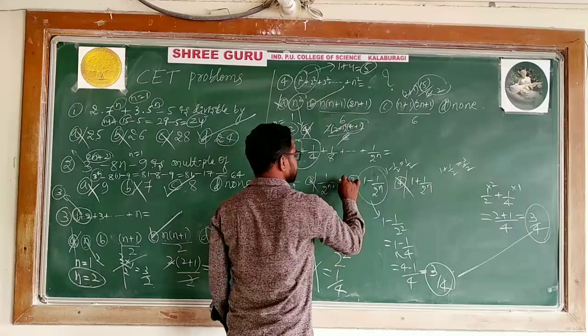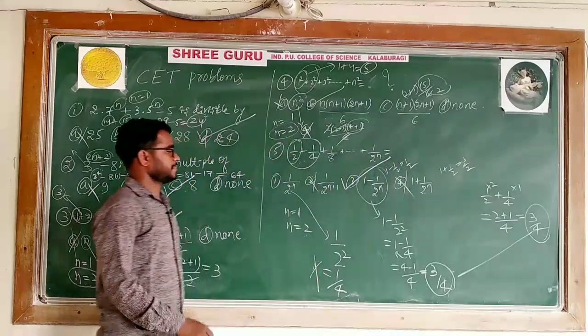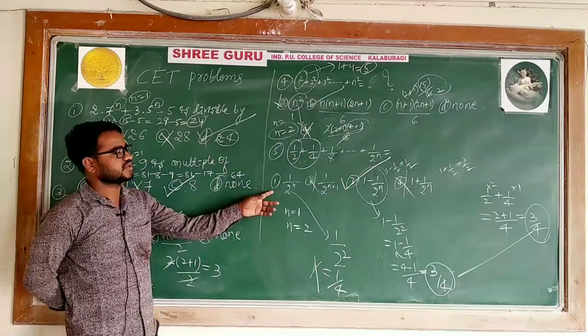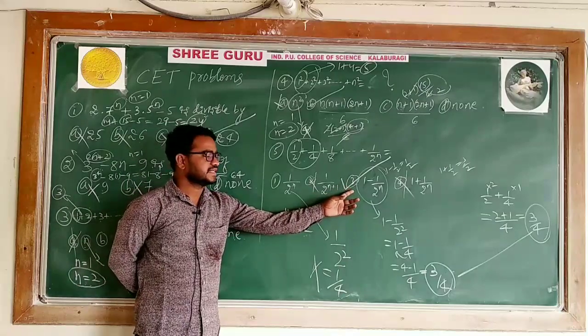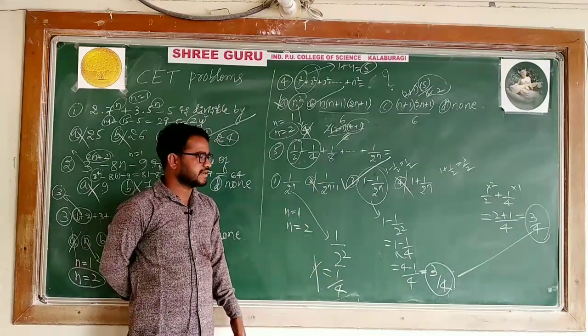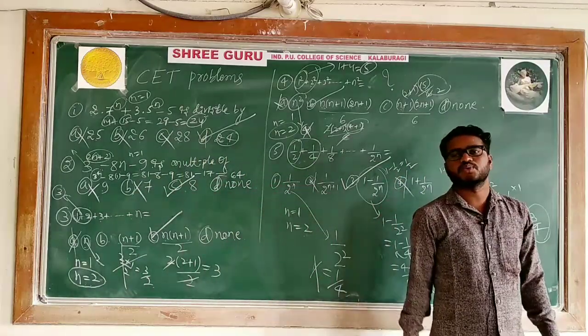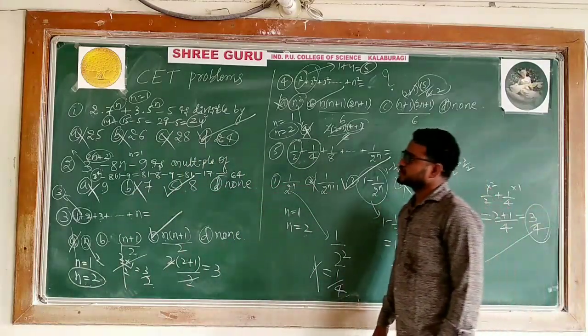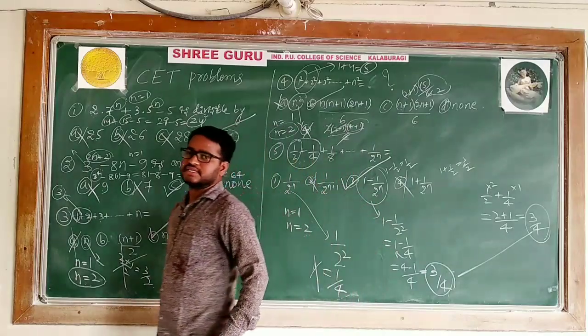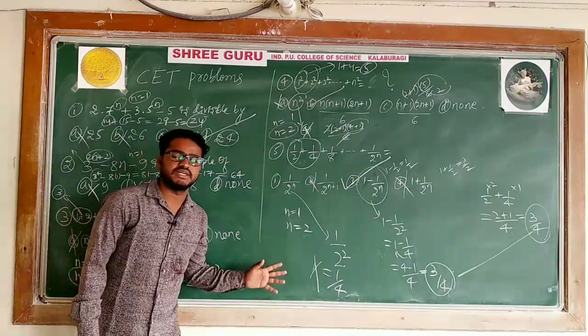Which is the correct answer? This is the correct answer, and this is not a correct answer. You can decide on the basis of the third; this will be the correct answer. Is it clear? Logically, you can go for n is equal to 1, 2, 3. Using these options you can decide which one is correct. This is a possible way of checking CET questions.